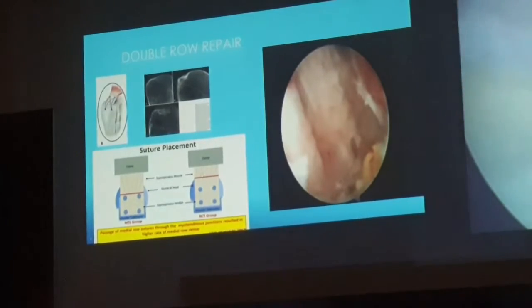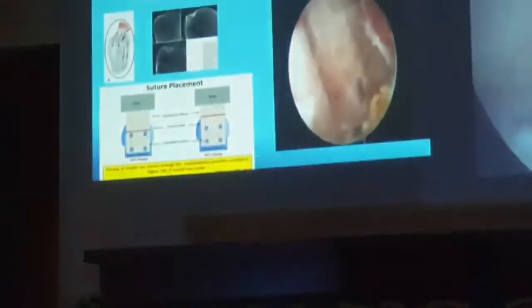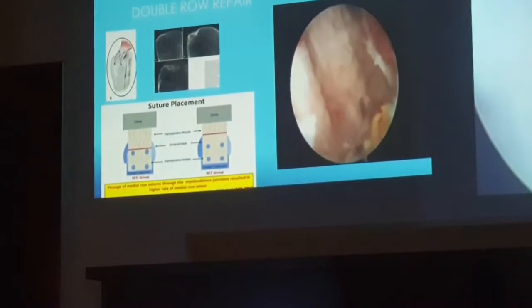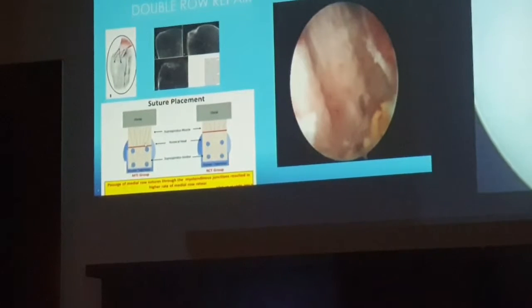Secondly, it's very important where you place your sutures. This is a small study done, which shows what you need to do when you want to put your suture: the suture has to be within the substance of the tendon. The more medial you go, closer to the musculotendinous junction, you are going to have something like a medial row failure.